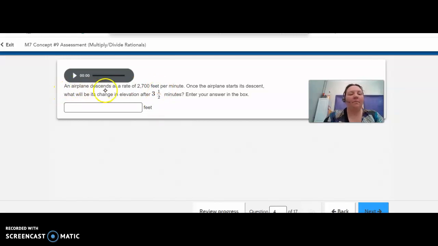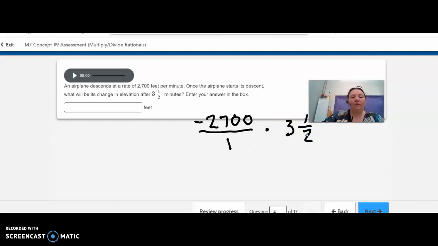So an airplane descends at a rate of 2,700 feet in 1 minute. Okay, so it's going down 2,700 feet every minute. We want to know how far it will be after 3.5 minutes. So it's going to go down, down, down. We could do a repeated addition to get it down all the way, or we could multiply by 3.5. I know my airplane is descending, so it's changing in the negative direction.